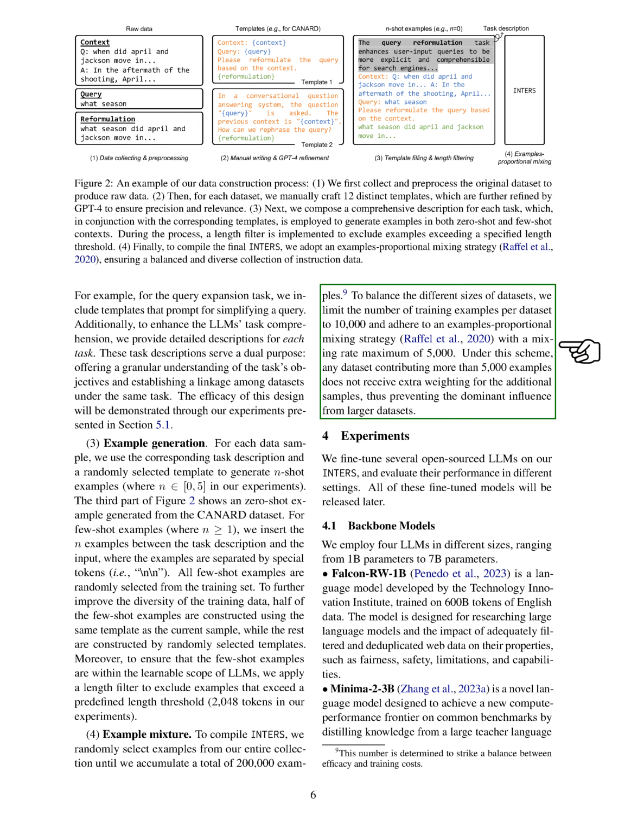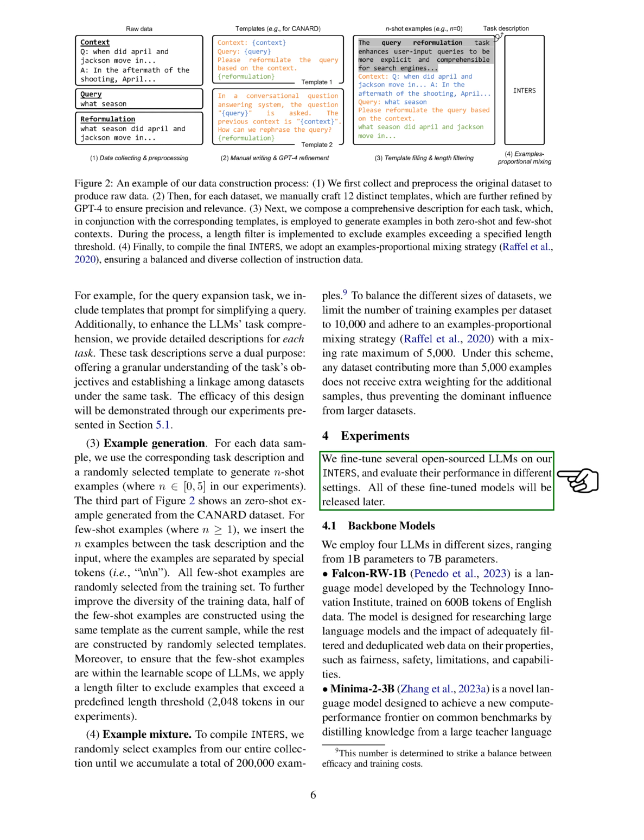Section 4 Experiments. In our study, we adjusted several open-source large language models, LLMs, using our INTERS system and assessed their performance in various scenarios. We will make these adjusted models available to the public in due course. We used 4 different LLMs of varying sizes, from 1 billion to 7 billion parameters.